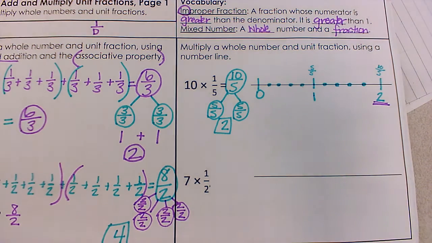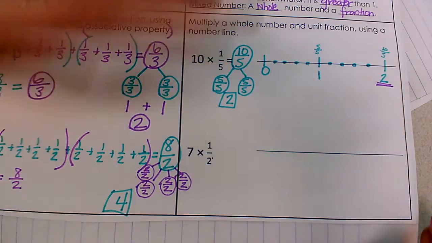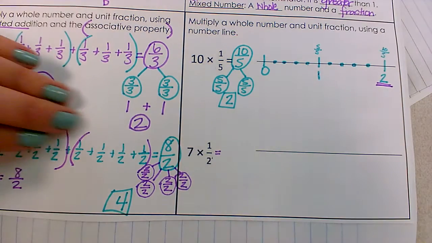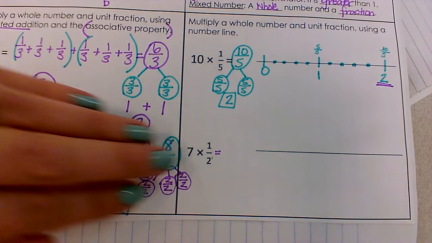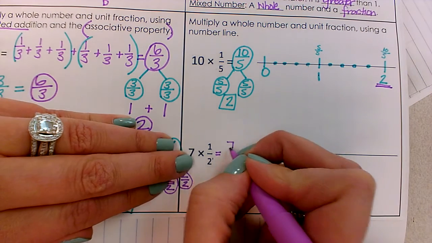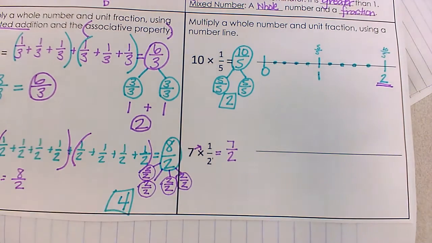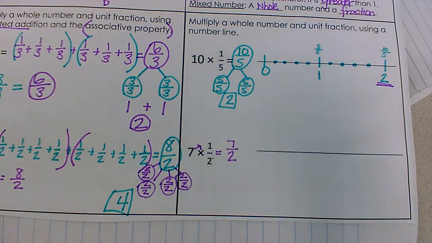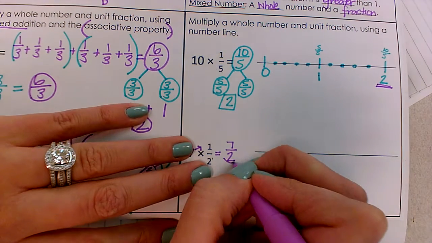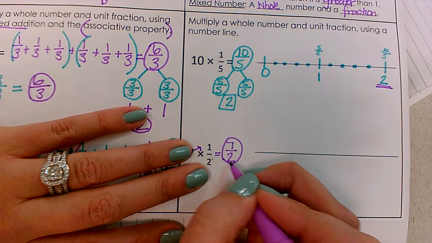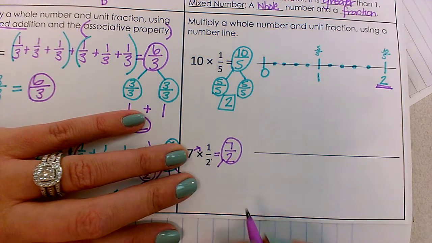So let's try one more like that. And this time I have 7 times 1/2. And so again, I'm not going to make you write out all of our repeated addition like we did over here. We know that 7 times 1/2 would equal 7 halves. I'm multiplying my whole number times the numerator. But 7 halves, again, is that improper fraction. I have to get rid of that. And so I'm going to start pulling out halves to be a whole number.